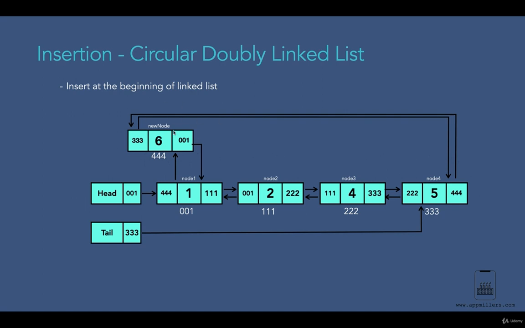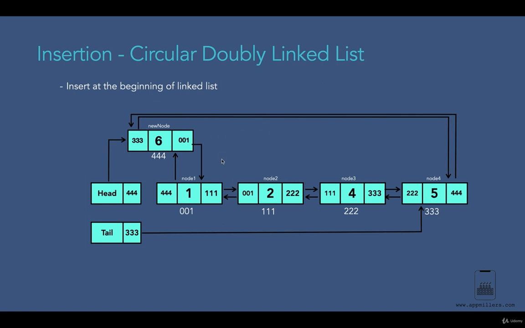As this node is going to be the first node in our CircularDoublyLinkedList, it's obvious that head has to point to this node. So we need to update the head reference to 444, which is the physical location of the new node. With this we are creating a link between head and this new node, and the link between head and node 1 gets destroyed. With these steps we have successfully inserted a node at the beginning of the CircularDoublyLinkedList.